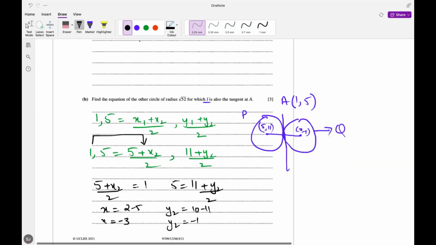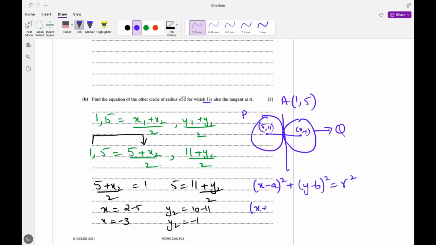Now writing the equation of the circle, the center points are minus 3 and minus 1. The equation of a circle is given by (x minus a) whole squared plus (y minus b) whole squared equals r squared. As a and b are the center coordinates, which are minus 3 and minus 1, this will become (x plus 3) whole squared plus (y plus 1) whole squared equals the square root of 52 whole squared, as the radius is square root 52. So this will just be equal to 52.